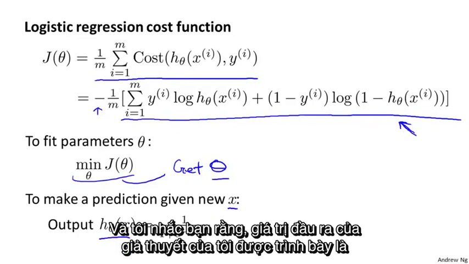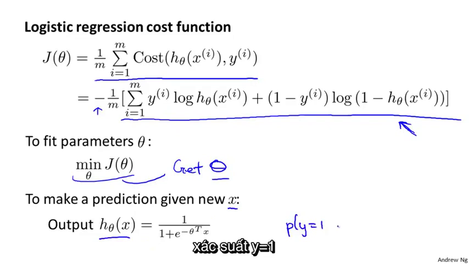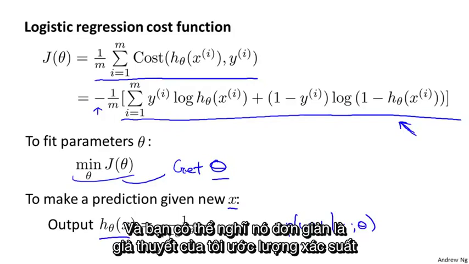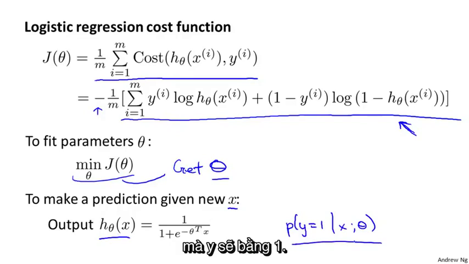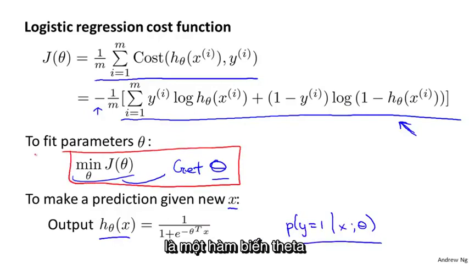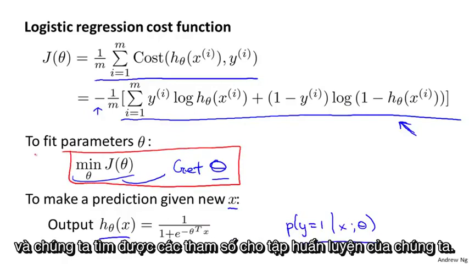And just to remind you, the output of my hypothesis I'm going to interpret as the probability that y is equal to 1, given the input x and parameterized by theta. Just think of it as my hypothesis estimating the probability that y is equal to 1. So all that remains is to figure out how to actually minimize J of theta as a function of theta, so that we can fit the parameters to our training set.